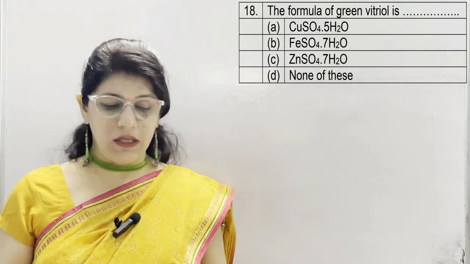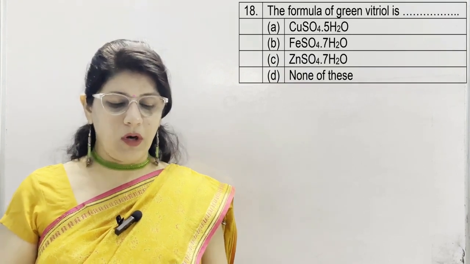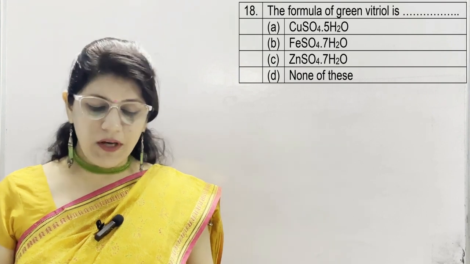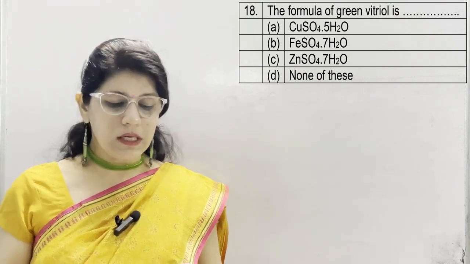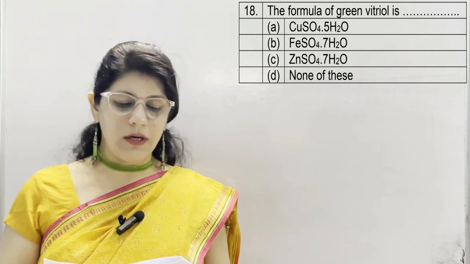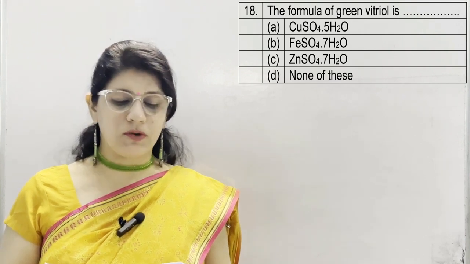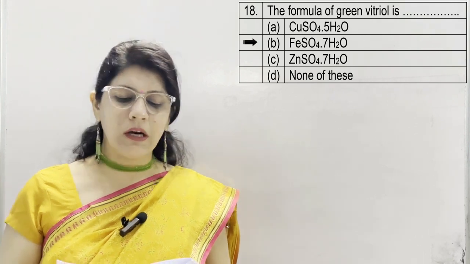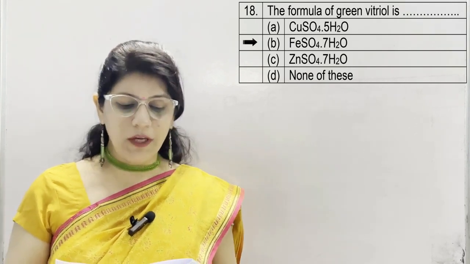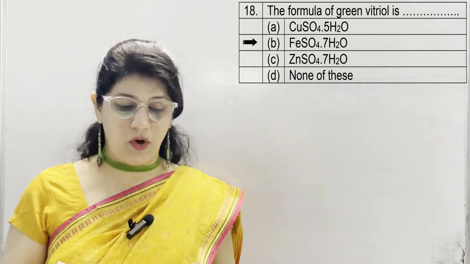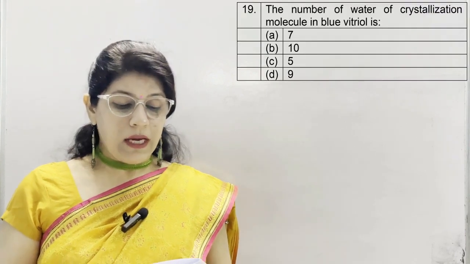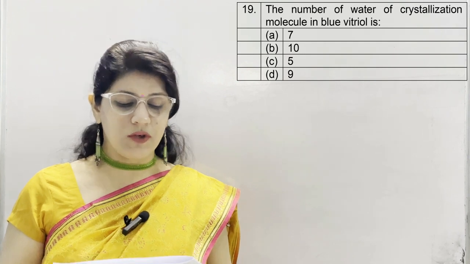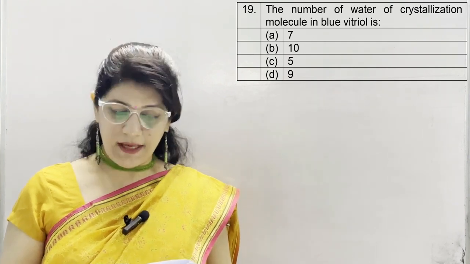In question number 18, the formula of green vitriol is A CuSO4.5H2O, B is FeSO4.7H2O, C is ZnSO4.7H2O, and D none of these. And the correct option is B, which is FeSO4.7H2O, known as green vitriol, because we know that blue vitriol is copper sulfate.5H2O.